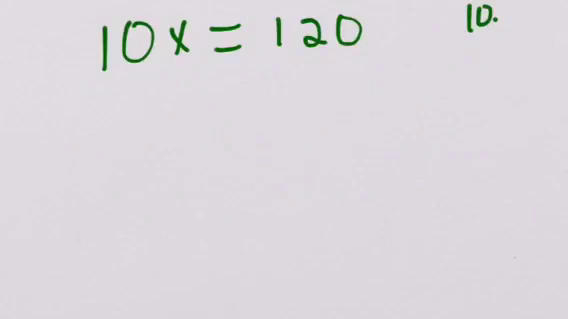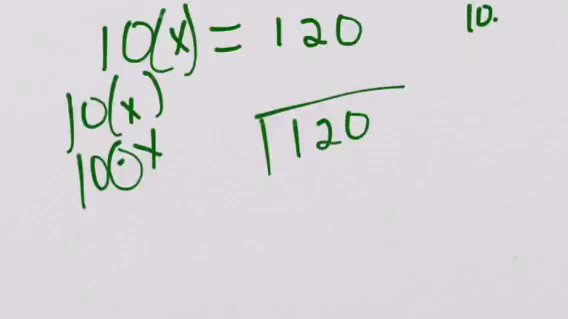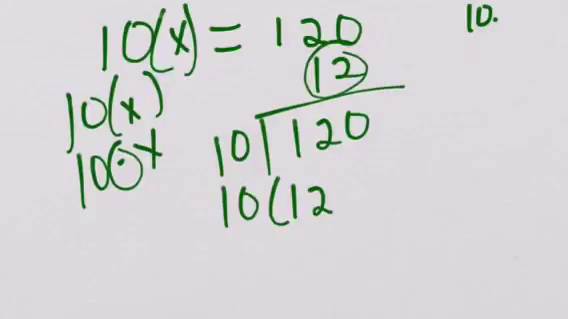Okay? For number 10, we have 10x equals 120. So we have to solve for x. Because this is a multiplication problem, this is 10 times x. So I know if it's a multiply, the opposite of that is divide. So I can do 120 divided by 10, and figure out what my answer is. And 10 is going to go in here 12 times. So 10 times 12 equals 120. So we solved that one.